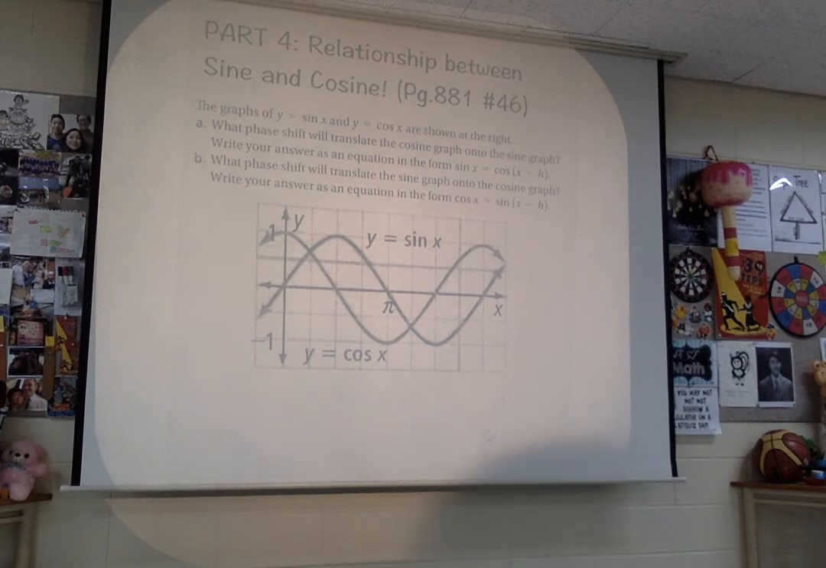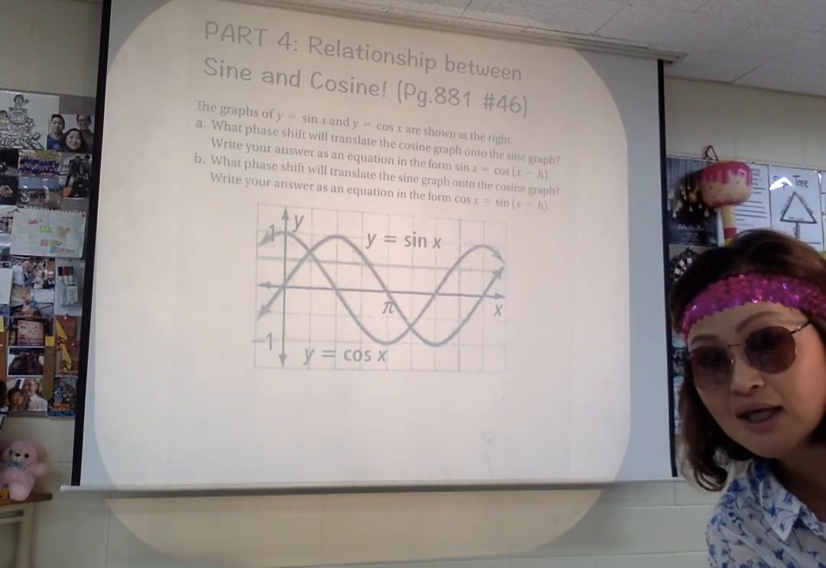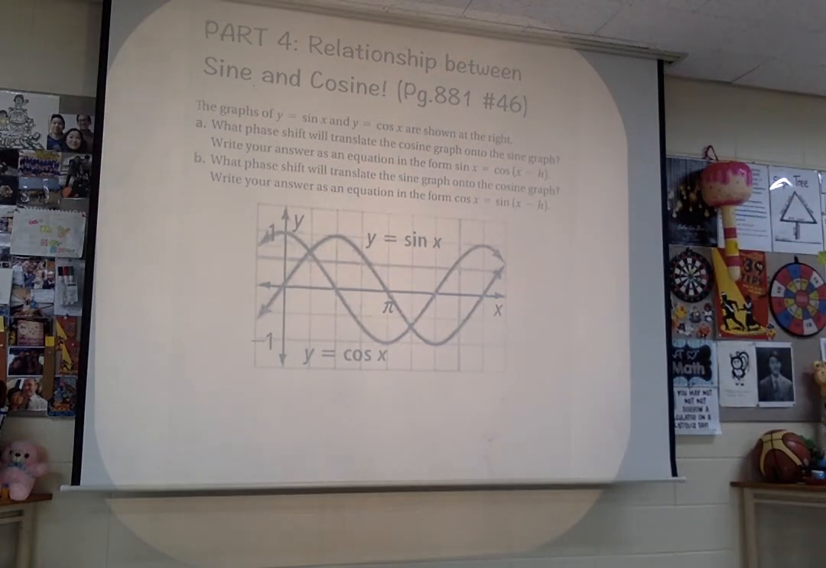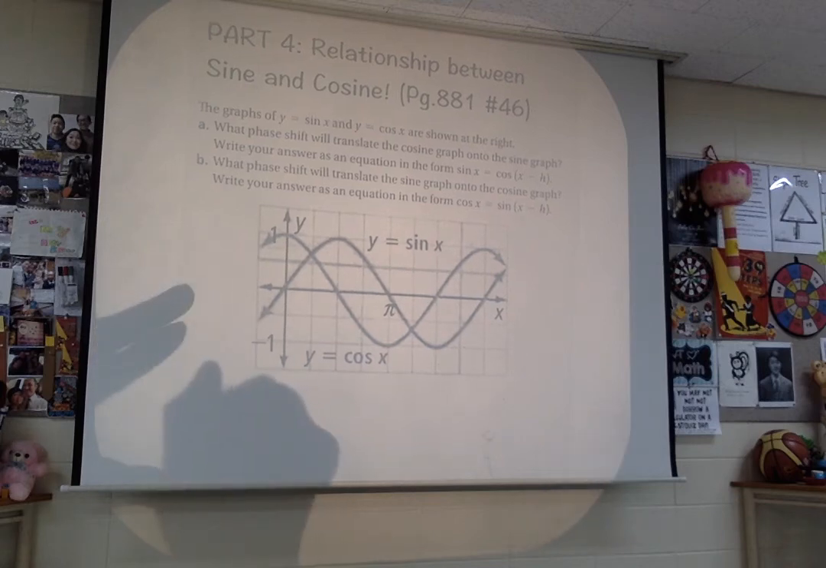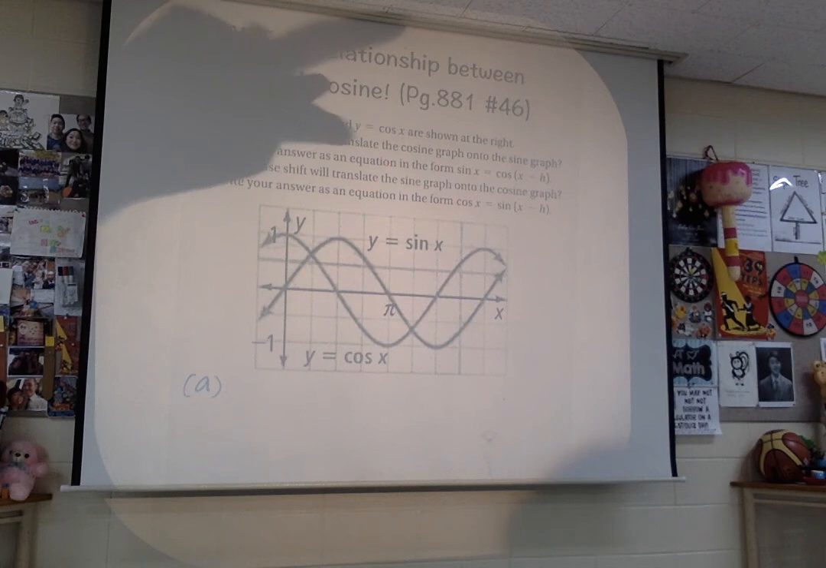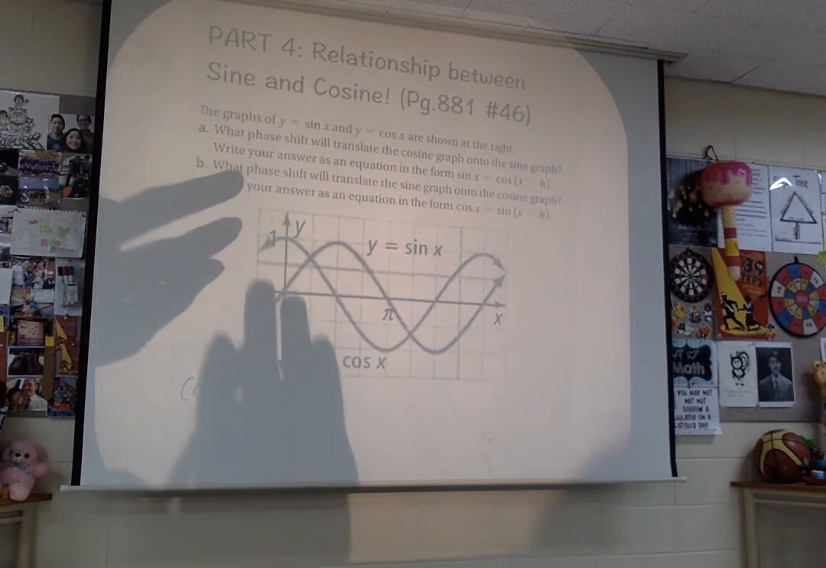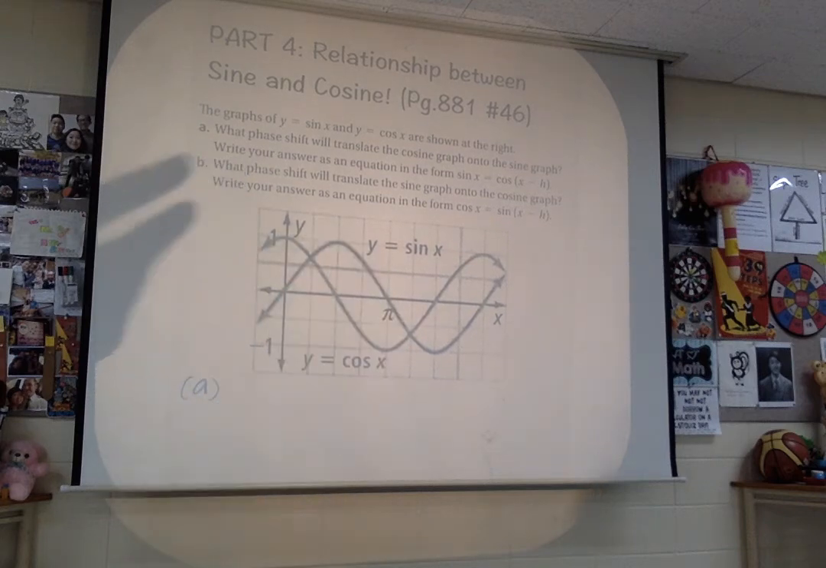Doesn't it look like it's been shifted from left to right? Yes, it does. So you guys, I mean, think about it. We can actually write one in terms of another. So A says they want us to write a phase shift that will translate this cosine graph onto this. So how much do I have to slide it over is what they're saying.